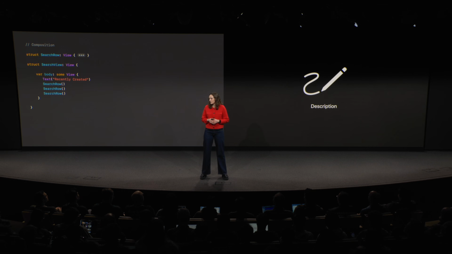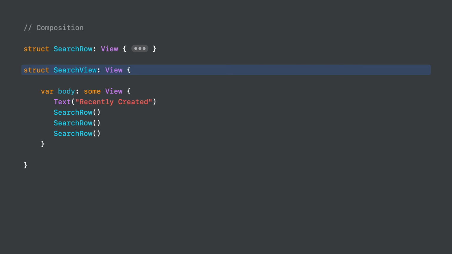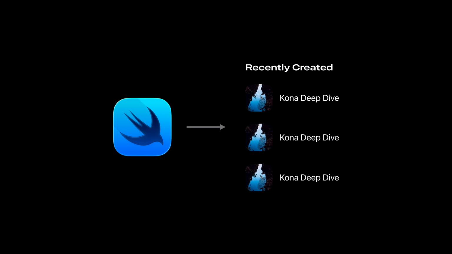Just like built-in views, custom views are descriptions of what SwiftUI should draw on screen. The names, like search view, are important. But even more so are the views inside of body and the order that they're listed in. SwiftUI uses the descriptions in your code to draw the pixels on the screen.